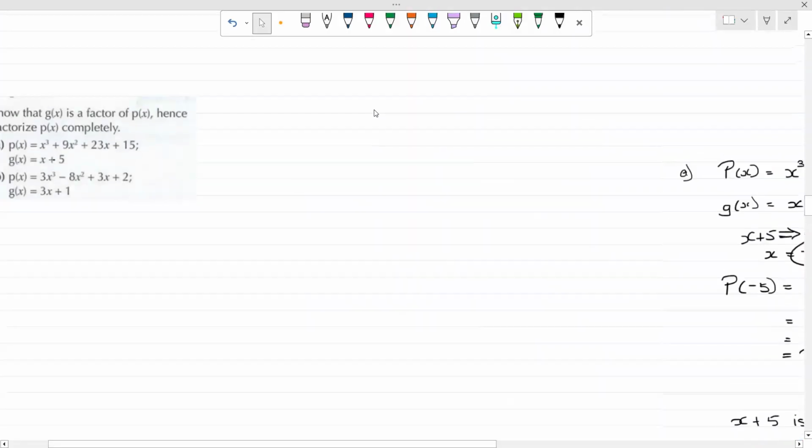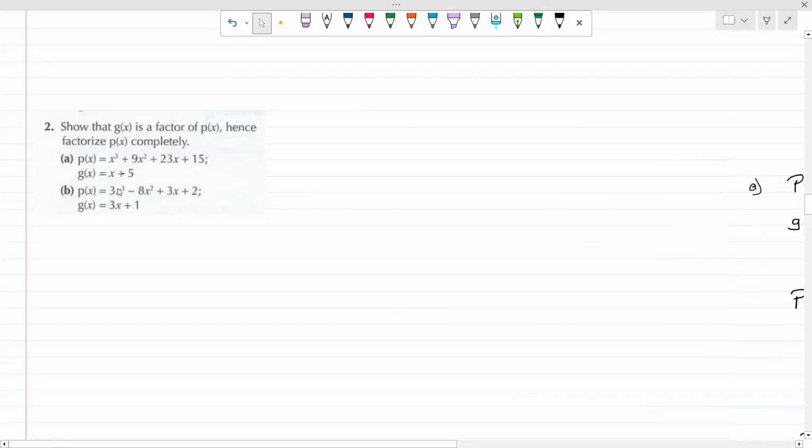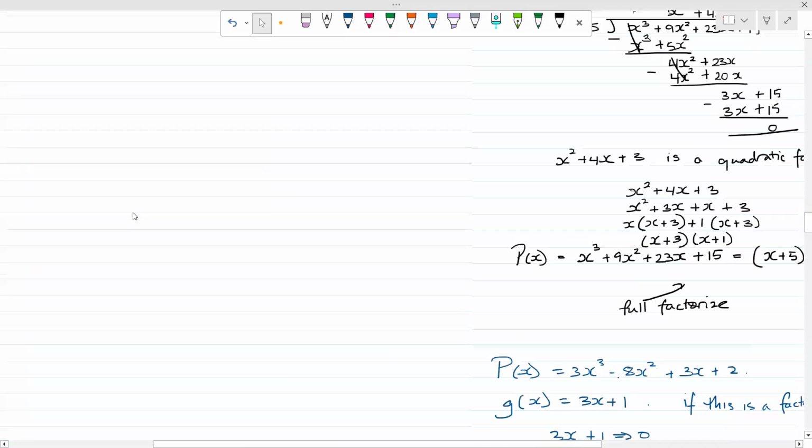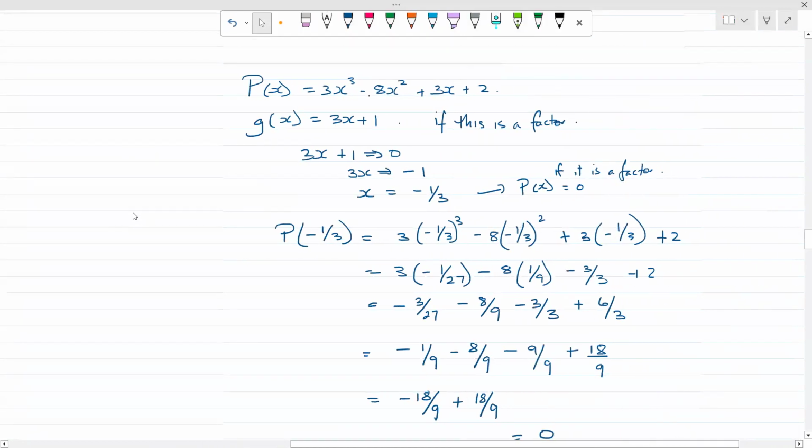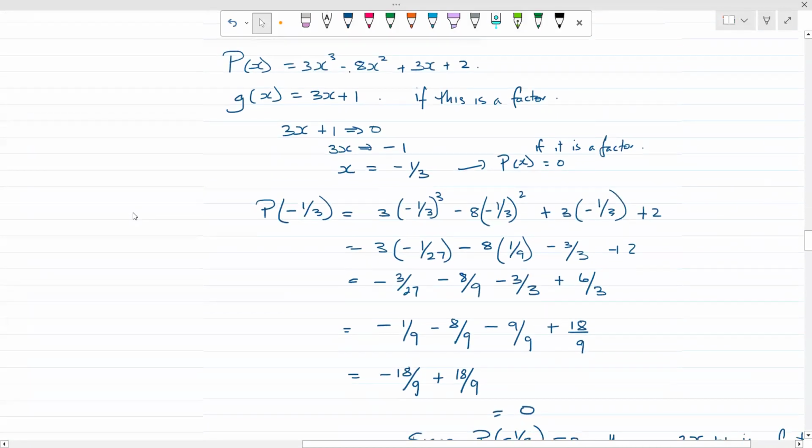Let's look at the second one quickly. So we have 3x cubed minus 8x squared plus 3x plus 2. And we're given that g of x is equal to 3x plus 1. So similar to what we did before, I'm going to rewrite my polynomial as p of x is equal to 3x cubed minus 8x squared plus 3x plus 2. And I'm going to rewrite this. I'm going to shift the 1 across. I'm going to get -1. Shift the 3. I'm going to get -3.